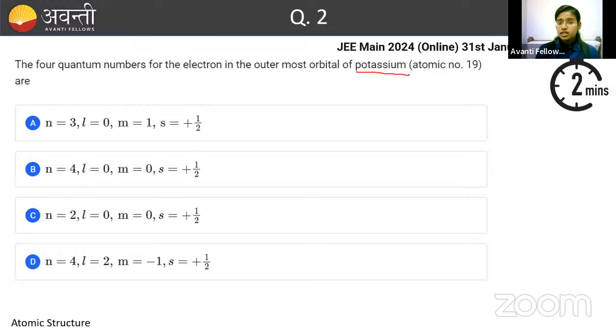For the electron which is in the outermost orbital. Outermost means the last electron's quantum numbers values they are asking. And the atomic number is also given to us. So how to find out the answer? Has anyone got the answer? Which is the correct answer?